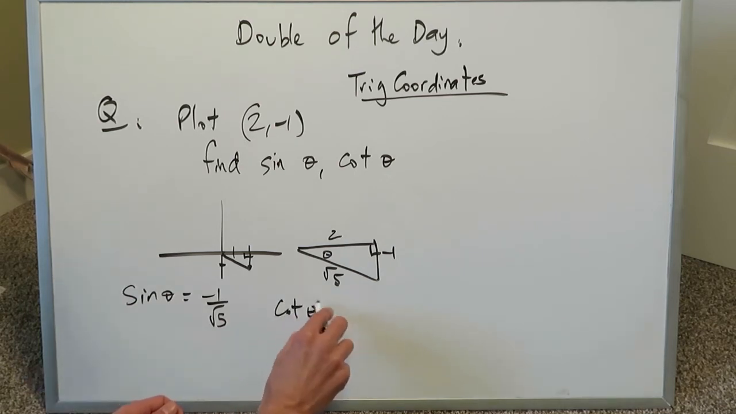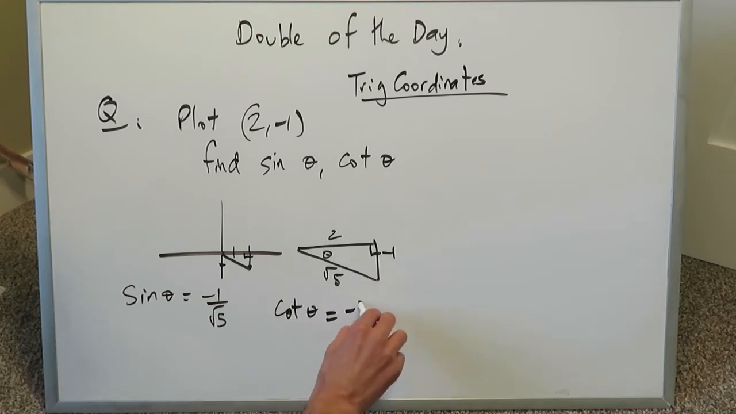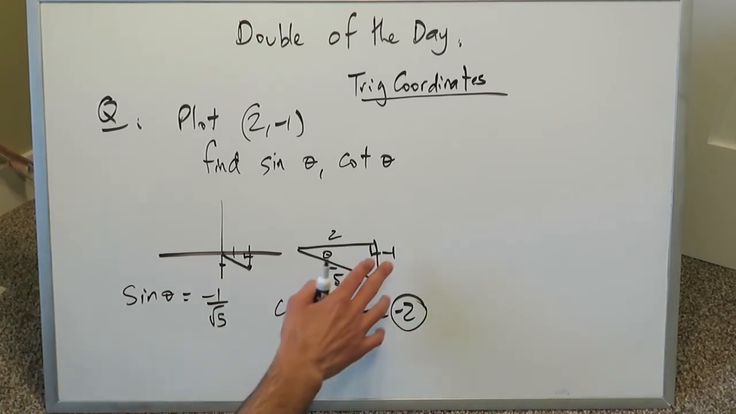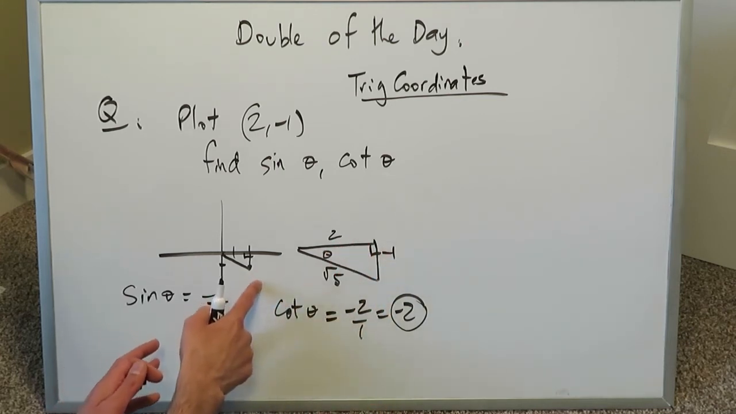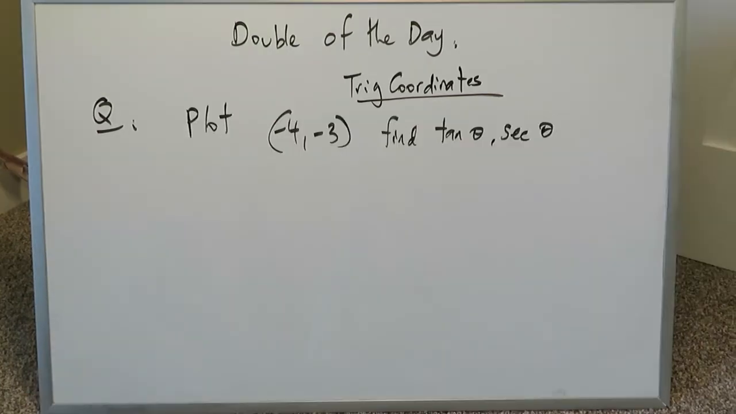Cotangent. Cotangent with regards to this theta must be adjacent over opposite, and your answer would be minus 2 over 1, or you can say minus 2. Again, if you didn't have a negative here in terms of the side dimensions, it's fine. Just remember in the fourth quadrant, tangent and its reciprocal cotangent must be negative. Alright, we have the second question, the last question for this video. You have to be comfortable with these types of questions.